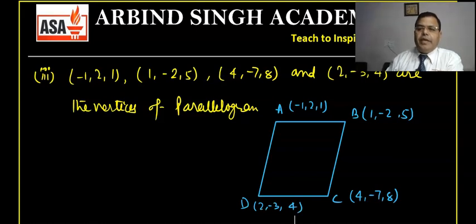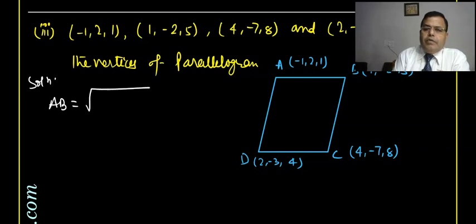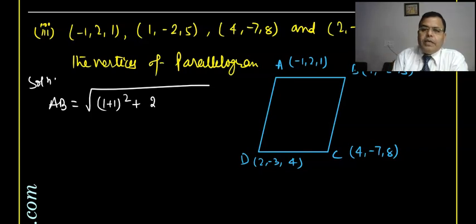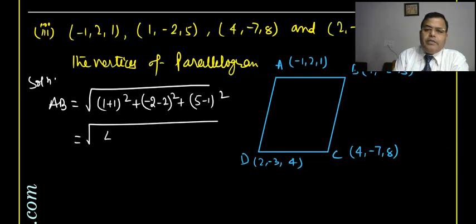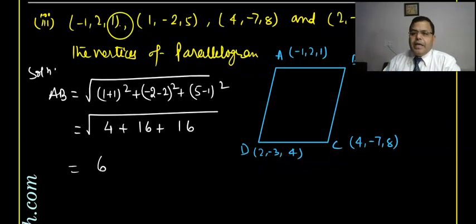Now using the distance formula, we can calculate the distance AB. AB is equal to the square root of 1 minus minus 1, that is 1 plus 1 whole square, plus minus 2 minus 2 whole square, and plus 5 minus 1 whole square. So 2 square is 4, plus minus 4 whole square is 16, plus 5 minus 1 whole square is 16. So 16 plus 16 is 32, plus 4 is 36, that is 6. Now AB has been calculated.